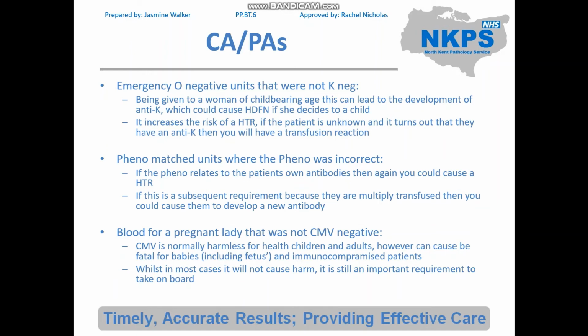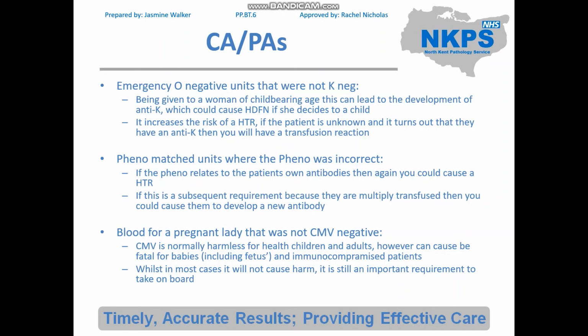The impacts, if we have a look at them, is if the emergency O-negative units that were not K-neg were given to a woman of childbearing age, this could lead to the development of anti-K, which could cause HDFN if she decides to have a child. It also increases the risk of a HTR if the patient is unknown and it turns out that they have an anti-K, then you're going to have a transfusion reaction.